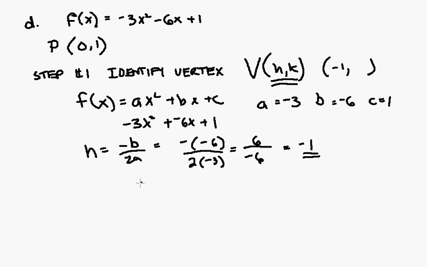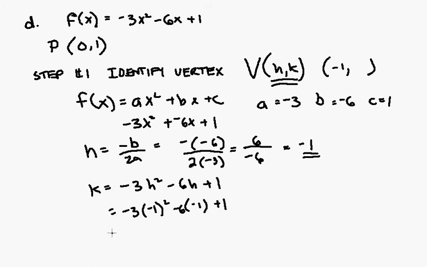Now, to find the k, we simply take the h and plug that in for the x in this. So we're going to go negative 3h squared minus 6h plus 1. So we have negative 3 times negative 1 squared, minus 6 times negative 1, plus 1. This is negative 3. Negative 1 squared is 1. Negative 6 times negative 1 is plus 6, plus 1. This is negative 3 plus 6 plus 1. Negative 3 plus 6 is positive 3. 3 plus 1 is 4. So my k is 4. So there's my vertex. My vertex is negative 1, 4.